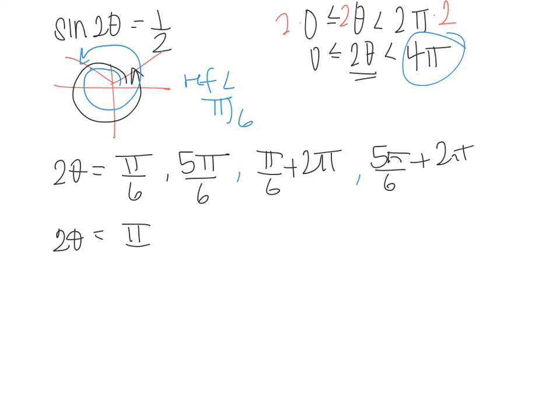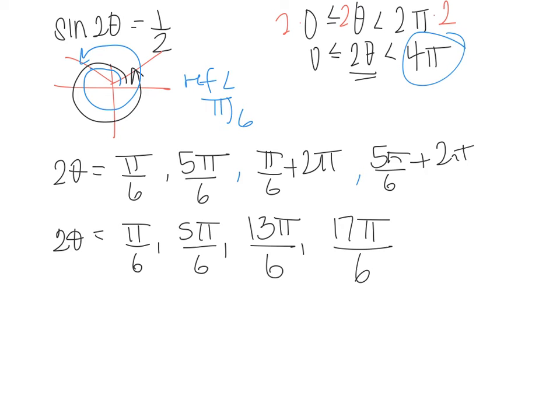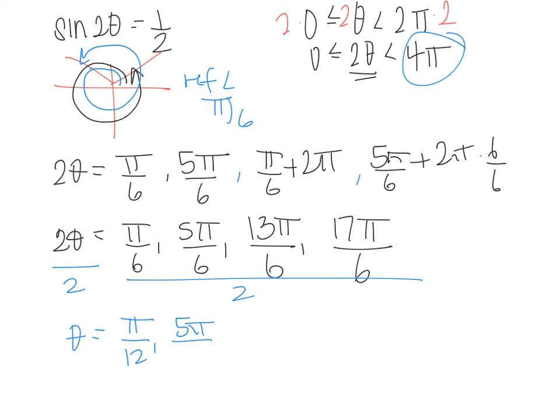2 theta can equal pi over 6, 5 pi over 6, 13 pi over 6 and 17 pi over 6. Did I do that right? Multiply by 6 over 6. Yeah, 17 pi over 6. Now I'm going to divide everything by 2. Right? So basically I have this giant four-part equation. And so if I solve for theta now, I have pi over 12, 5 pi over 12, 13 pi over 12, and 17 pi over 12.